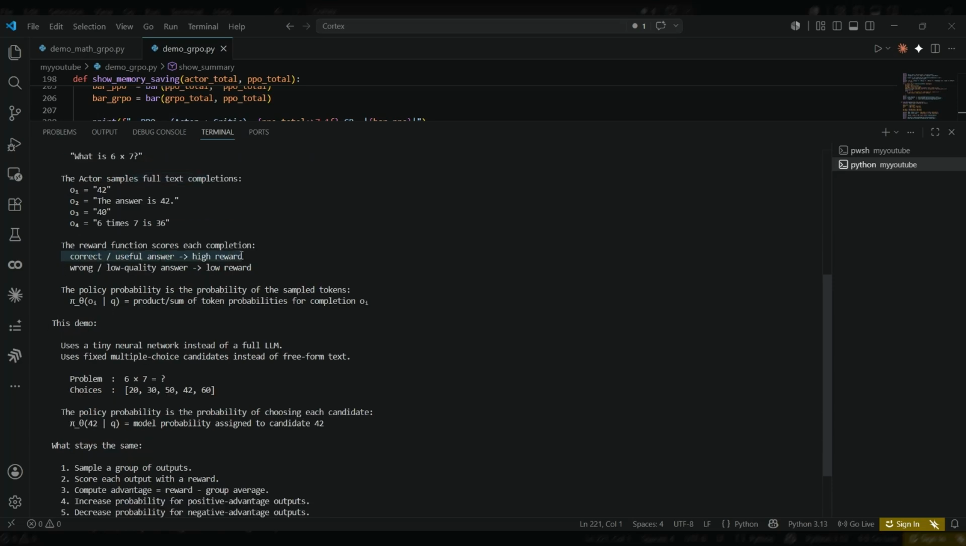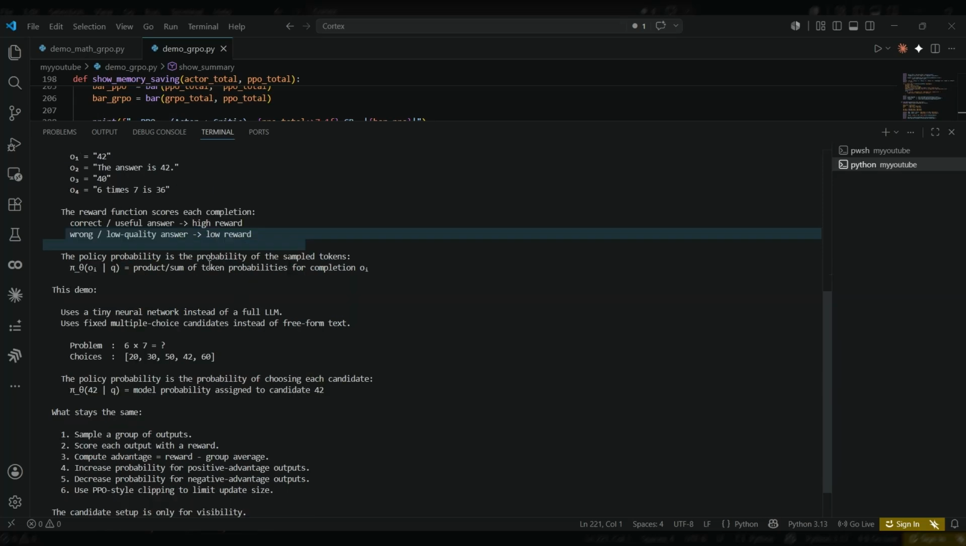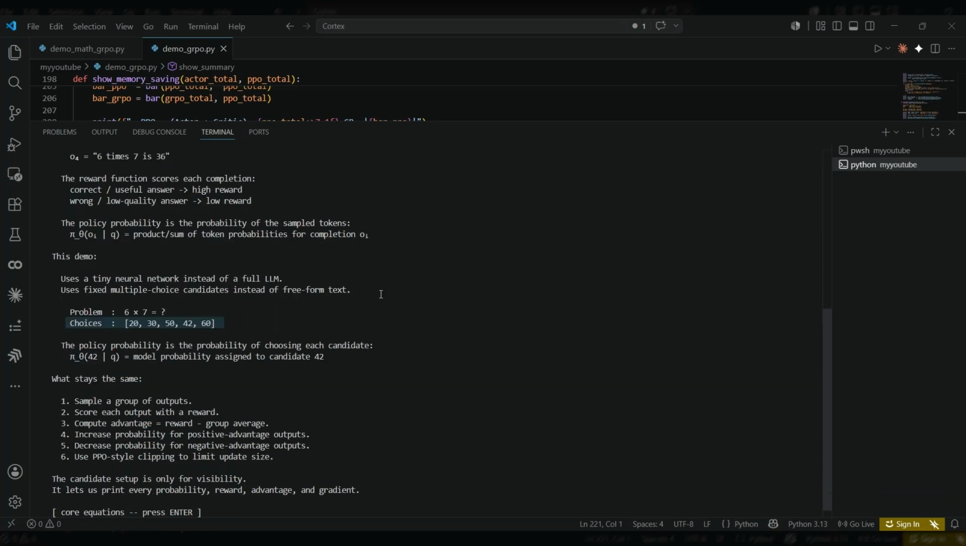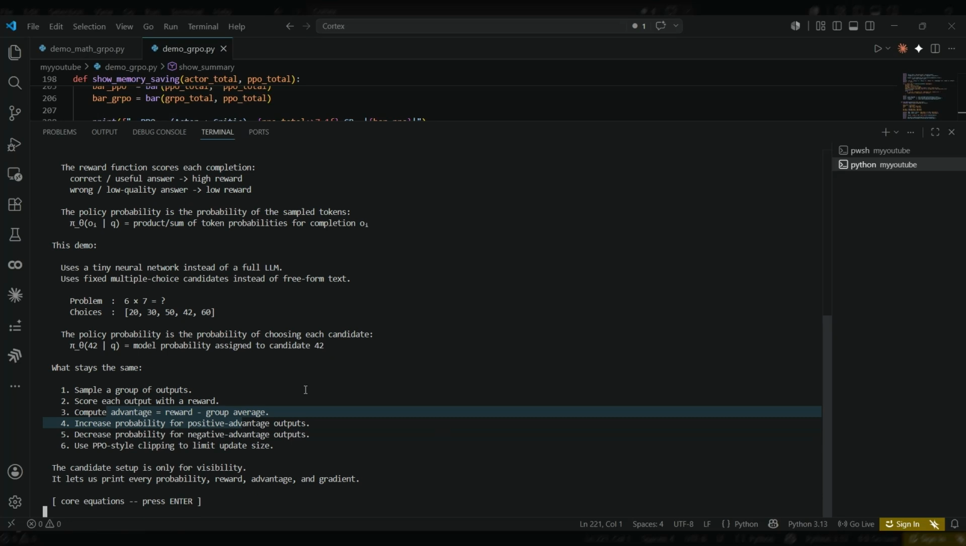The answer is this, or the answer is this, and the reward scores each completion. A correct answer will be given a high reward, a wrong answer will be given a low reward. This is the policy probability of the sampled tokens. This demo uses a tiny neural network, so we are using fixed multiple choice candidates instead of free form text. So we will be giving choices to the model and steering it towards the correct direction. So what stays the same? We sample a group of outputs, score them, compute the advantage, increase the probability for positive advantage outputs, decrease it for negative outputs, and use PPO style clipping. This is only for demonstration purposes.